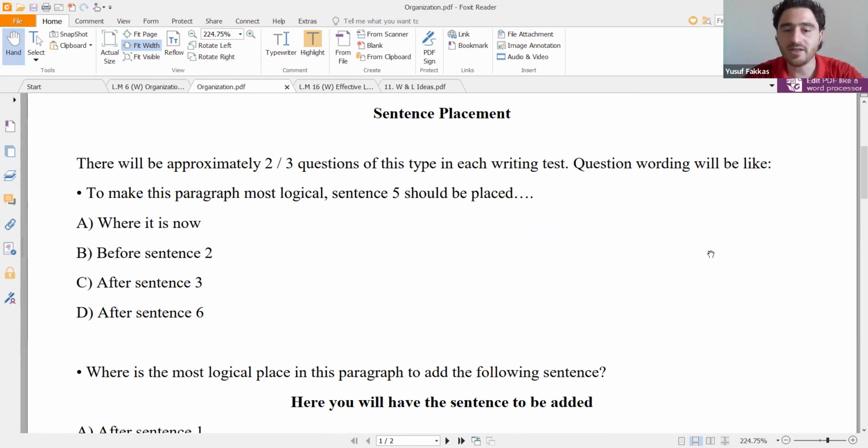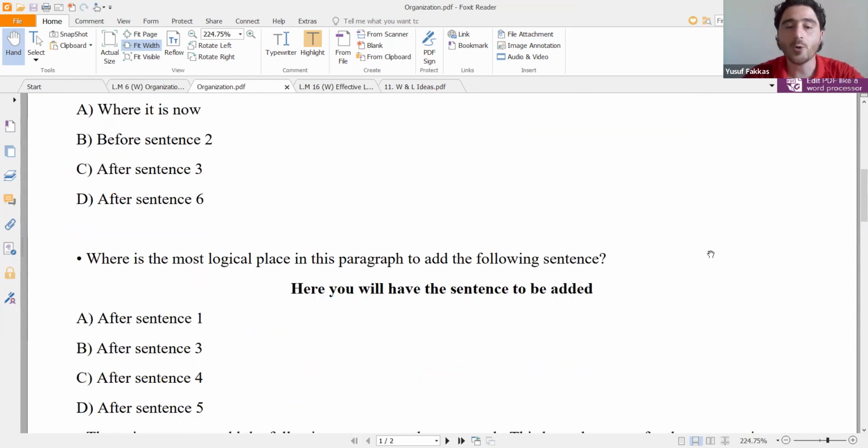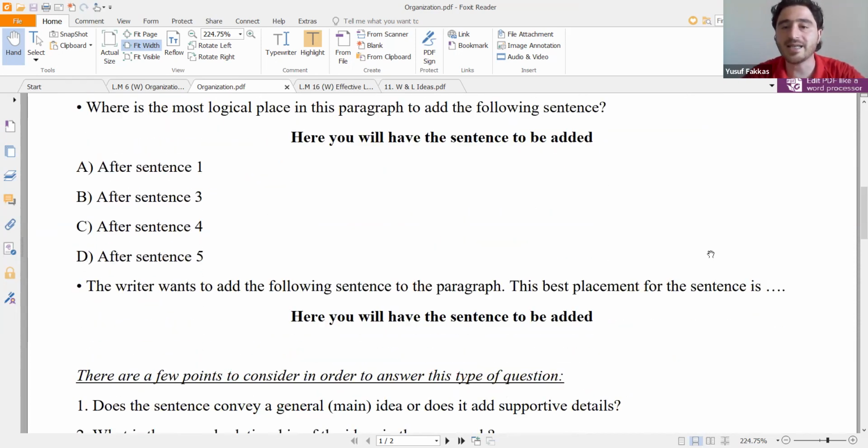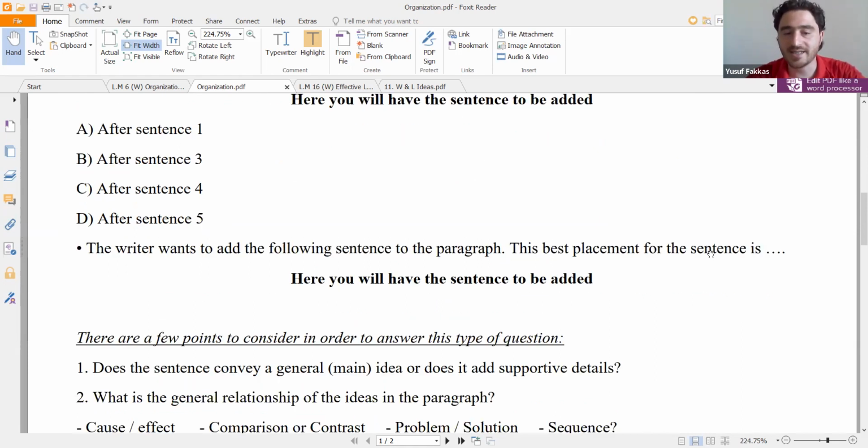So whenever you start reading a paragraph and you see that it starts with a number, 1, 2, 3, 4, 5, then of course there will be a question about sentence placement. Sometimes the sentence that you are asked about is already there in the paragraph, and you just need to see if you can keep it where it is or put it somewhere else, or they will give you a new sentence in the question. It's going to be under the question directions, and then they ask you that we need to add this sentence, but where? Of course, again, you're going to decide where to put this sentence.